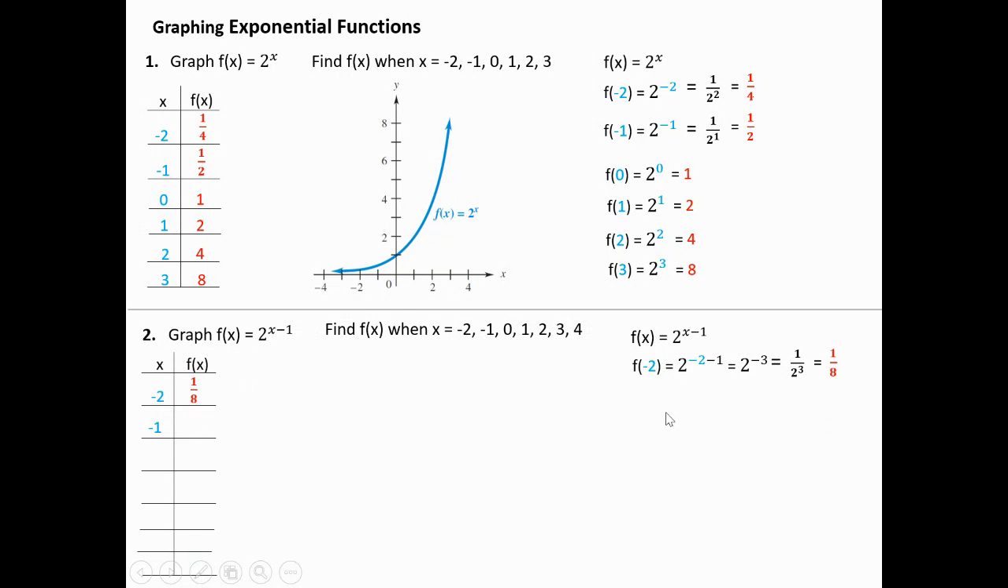And when x is -1, again, we keep repeating the process. We're going to plug in -1 for the x's. So -1 minus 1 will give us -2. And 2 to the negative second power will be 1 over 2 to the second power, which will be 1/4. So when x is -1, f of x or y is equal to 1/4.